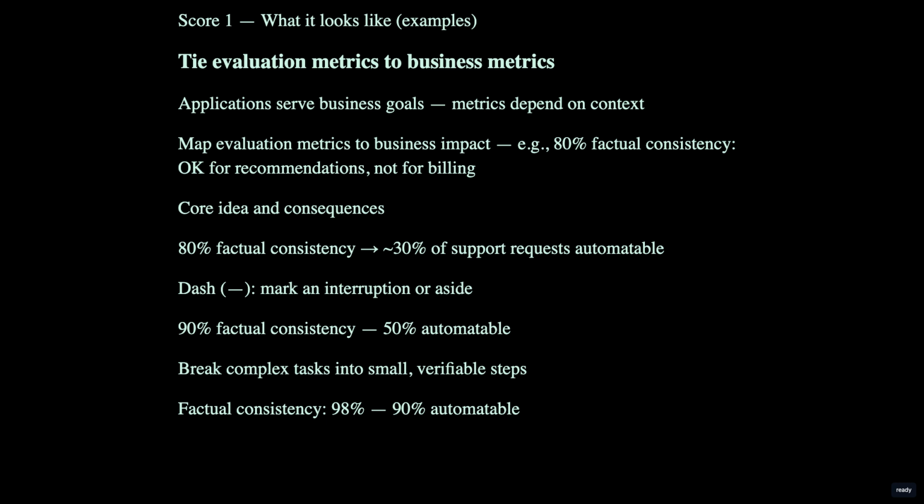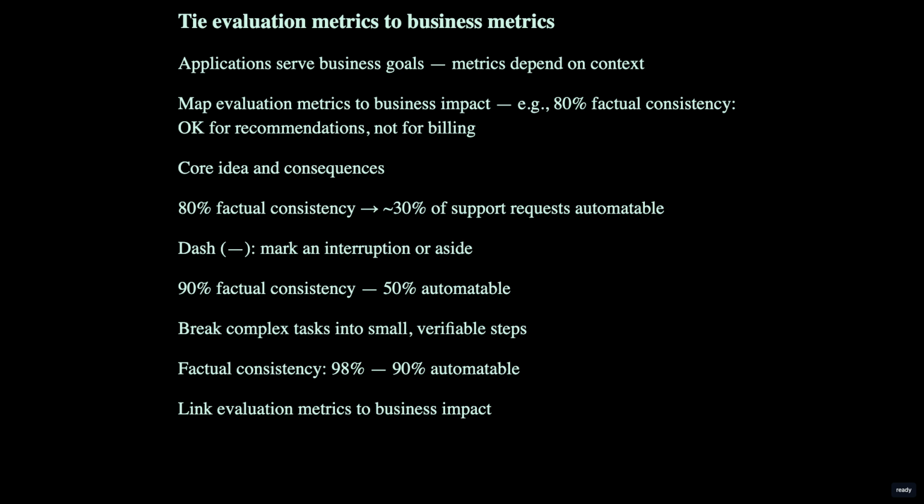Estimate how changes in evaluation metrics map to business gains so you can prioritize work with evidence. For example, if a 1% increase in precision cuts false positives and saves $X per month, that expected return helps justify investing resources to improve precision.